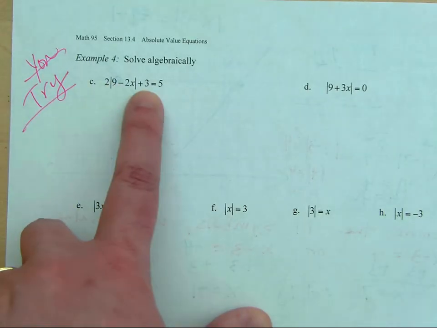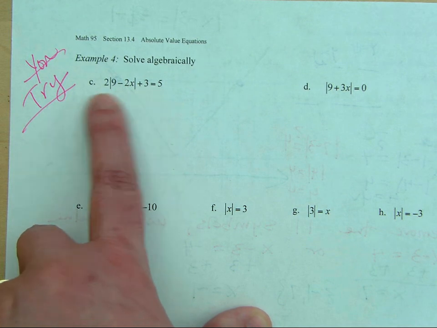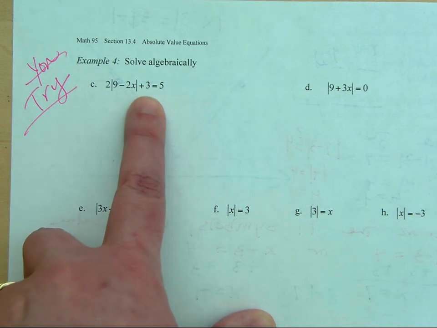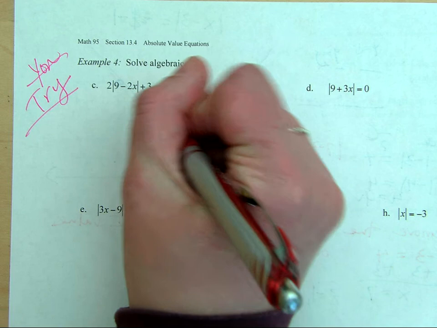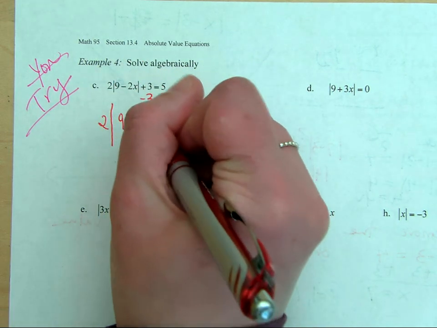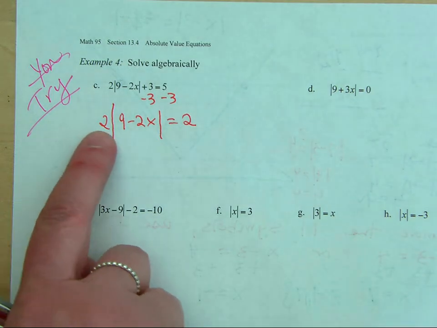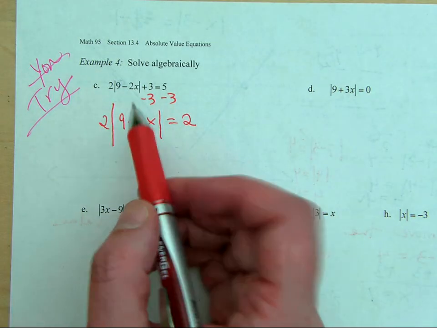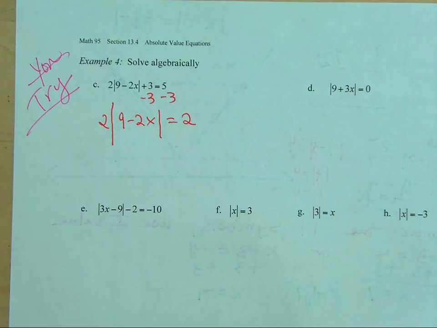Notice here, to isolate the absolute value, what would you need to do to isolate the absolute value here? Let's just do that really quick so that everyone's ready on that page. You would first subtract 3 from both sides. You get 2 times the absolute value of 9 minus 2x equals 2. Now that 2, you cannot distribute the 2 in because these are not parentheses. So what do I still need to do next in order to isolate the absolute value? What would be the next step?